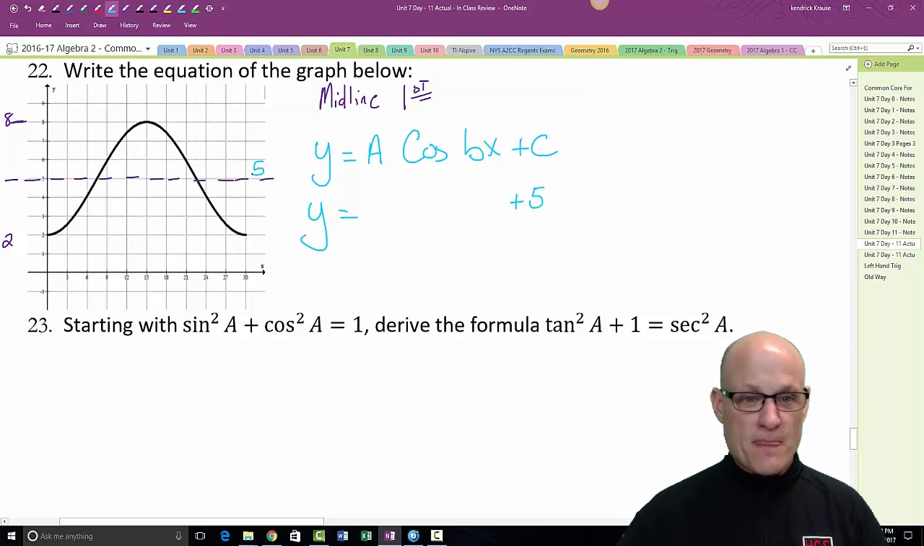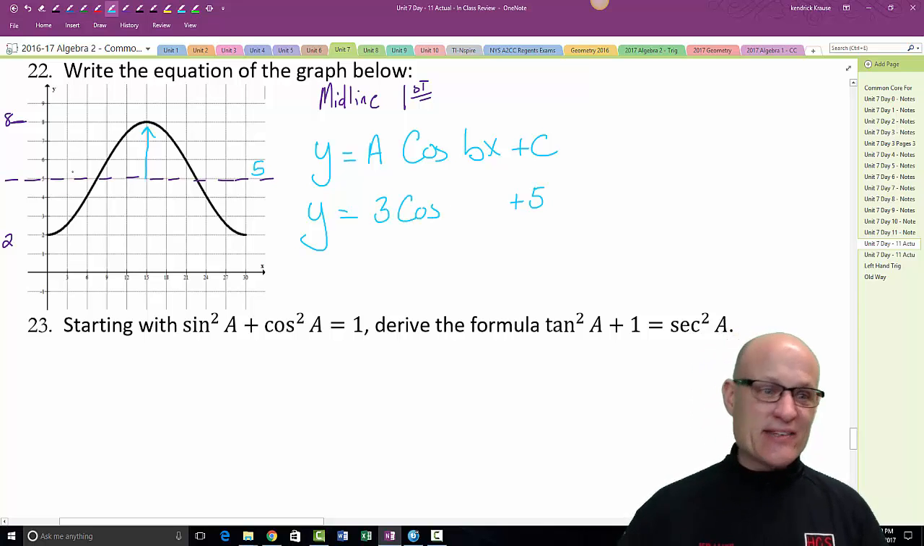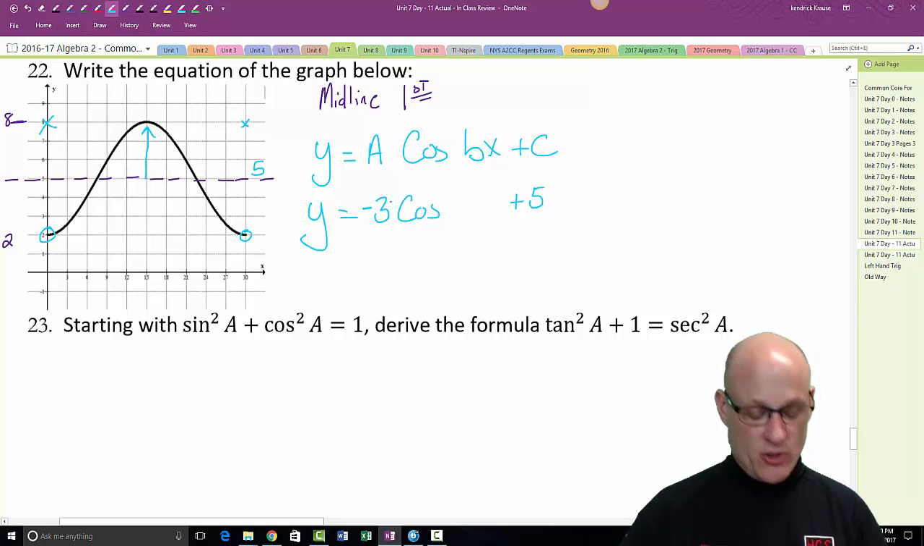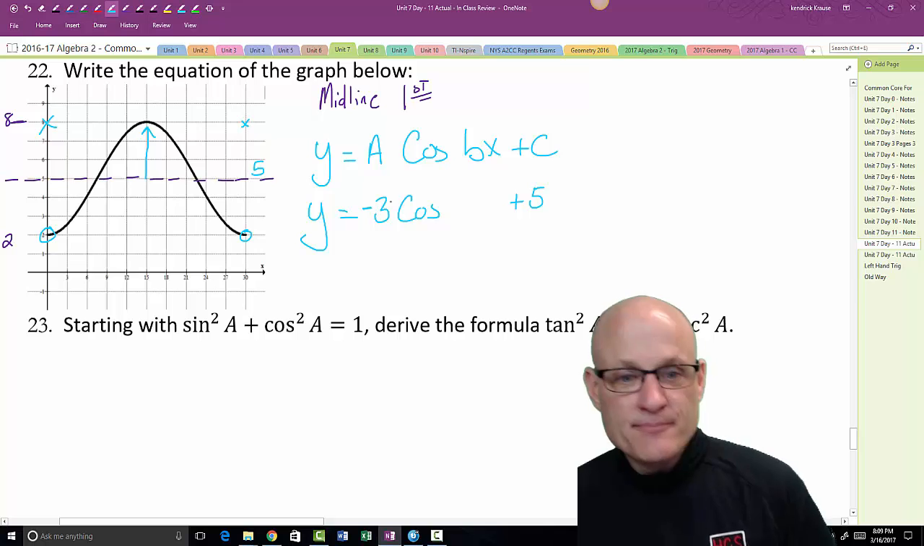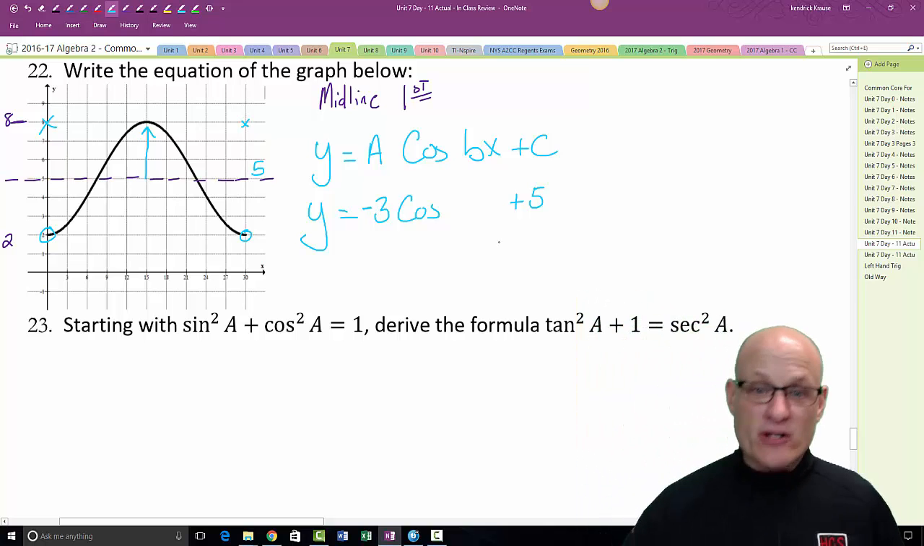It's right here, this 5. I can now find the amplitude, which is 3. So I know it's 3 cosine x, except that it's not starting at a maximum and ending at a maximum. It's starting at a minimum and ending at a minimum, so I need a negative out front. Don't forget to look for that.